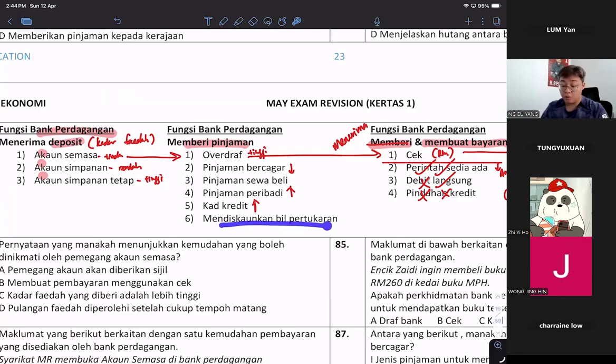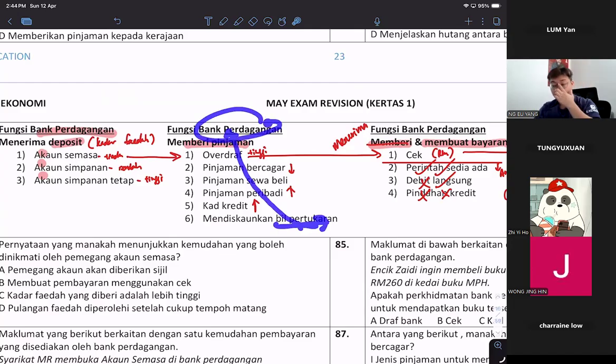So mendiskaunkan bil pertukaran is just that you're trying to buy this bill, not as a bond. Your Form 5 Dasar Fiskal is going to recognize this one as the surat jaminan or security kerajaan. So you just buy this security, but not from kerajaan, but from this bank perdagangan. So which means the bank is trying to give you one bill. So this is a bond. So this bond is written as 10,000, but actually you purchase it with 8,000. So I promise you, after you buy my bond for 8,000, 2 years later I give you back 10,000. So the 2,000 difference will be your interest.